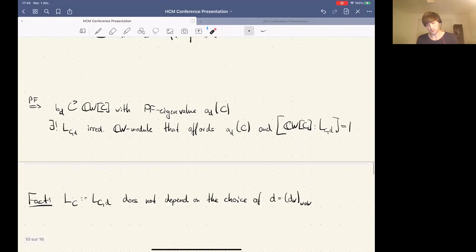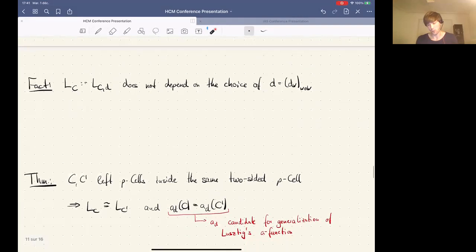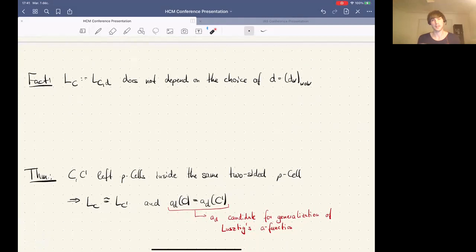So the first thing that one observes is that this irreducible module actually does not depend on the choice of our parameters. Okay, this is nice too. And then one can go on and show that if one takes two left cells inside the same two-sided P cell, I still differentiate between Kazhdan-Lusztig cells and P cells, because in principle these results hold for an arbitrary finite Weyl group, in which case the Kazhdan-Lusztig cells and the P cells do not necessarily coincide. In this case, what one can show is that the simple modules associated to these two left P cells are isomorphic, and that the corresponding A values that I defined also coincide. And the proof for this is very simple.